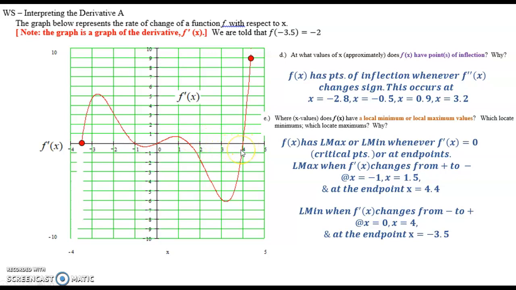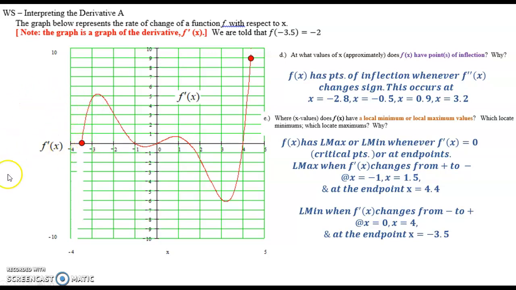By the way, notice we don't know the actual point on the curve. We don't know the value of y on the curve here. We only know where the critical point is and where the x value is. And then we also said that this endpoint, which is a critical point and an endpoint, we noticed that the curve rose after that endpoint.